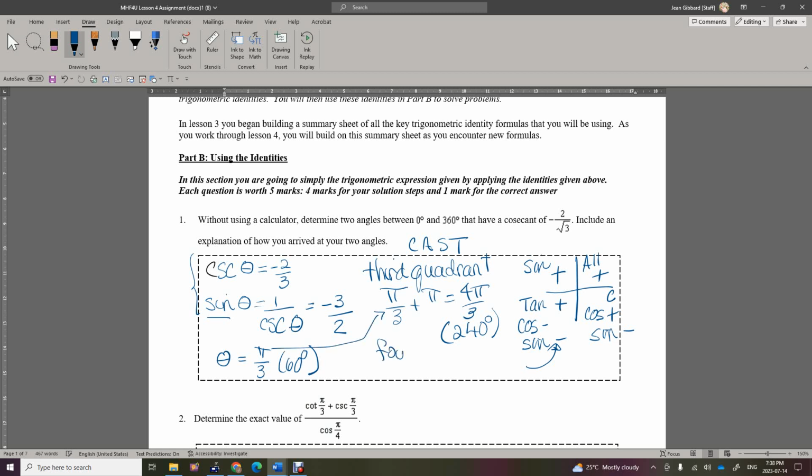Now moving to the fourth quadrant, here we're going to come backwards, so 2 pi minus pi over 3. Now we need a common denominator, so 6 pi minus pi all over 3 is 5 pi over 3, which we can convert, as this is in radians. And that's your answer for number 1.